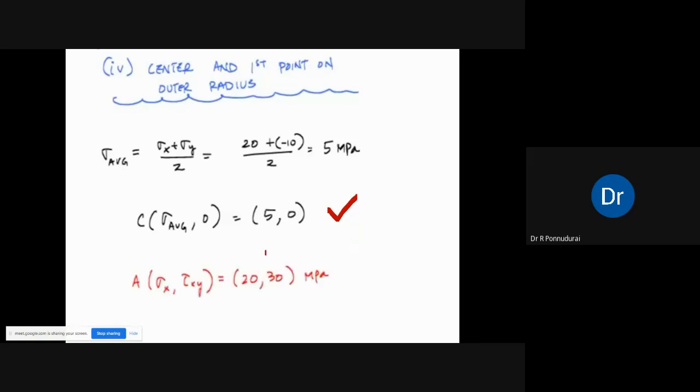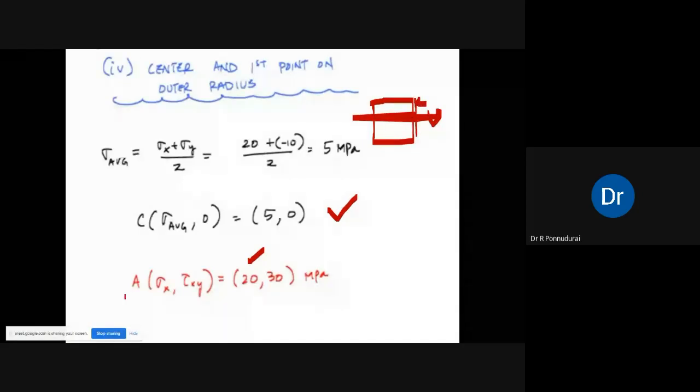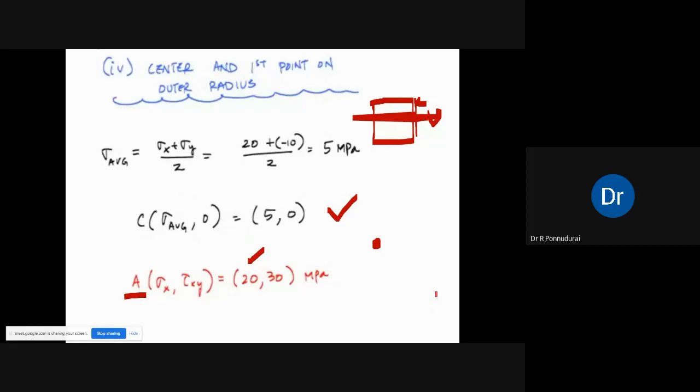So you have been given the element. Sigma x is equal to 20, tau xy is equal to plus 30. So mark the point A. You have already marked the center point, sigma average comma 0. So mark this point, 20 comma 30, and join these two points to draw a circle.